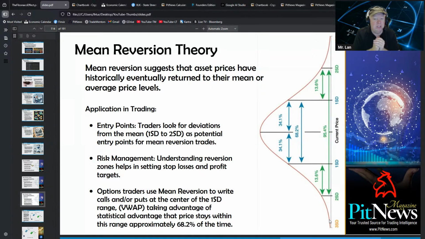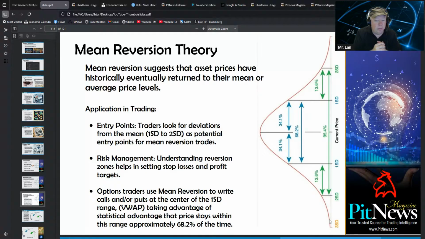All right. Risk management understands reversion zones, helps us set up stop losses and profit targets. So if we look at what those standard deviations are, we can take profits at those levels as it hits those target levels because we know the likelihood of it going beyond the 3rd standard deviation is very low, and the same to the downside. We can start to buy as it starts to get down into that 2nd and 3rd standard deviation because the likelihood of going into a 4th standard deviation is so low. We want to be buyers way down there and have the market revert or return to the mean. So that's how we trade that.